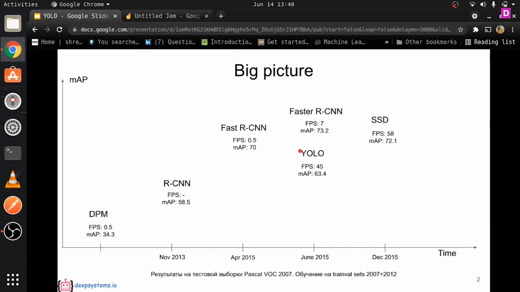That means that even though it has a very good mAP, it is still slower. It gives only 7 frames per second, which is very slow. You would notice everything. So hence we needed a better architecture. Then we had SSD, obviously.